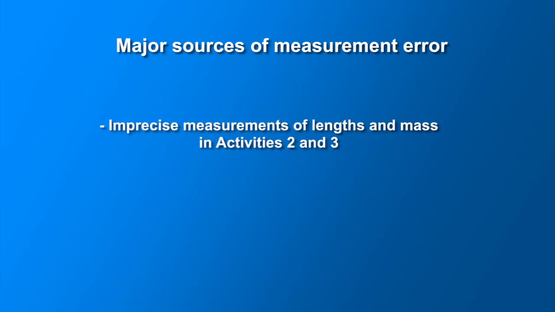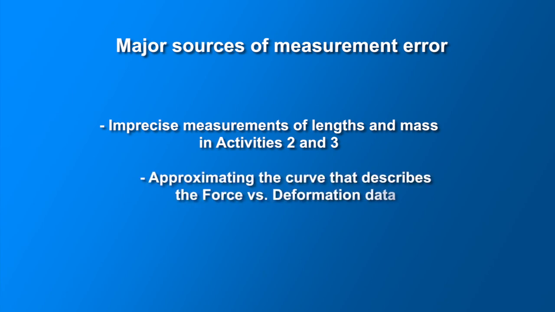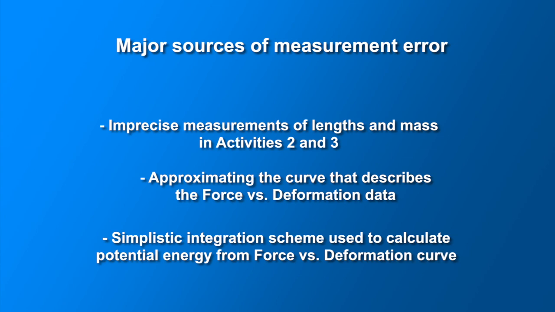I hope the discussion went well and you were able to identify multiple sources of error. Here are a few factors that I think affected our experiment and calculations. The measurements of parameters such as mass and length that went in our activities 2 and 3 may not have been very precise. Additionally, the approximation we do while fitting a continuous line to the data by eye and then performing the numerical integration to calculate the potential energy also introduce error. This error introduced into our ratio calculation due to imprecise measurements can be termed as measurement error.